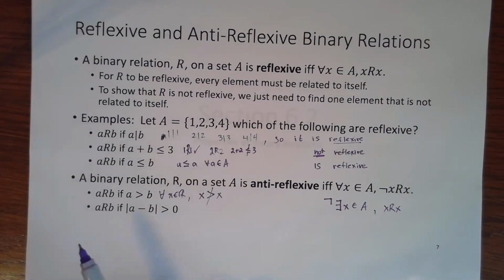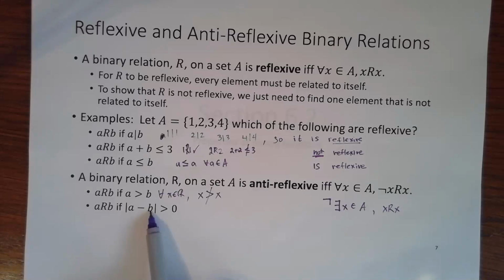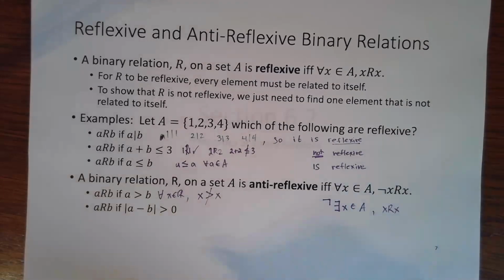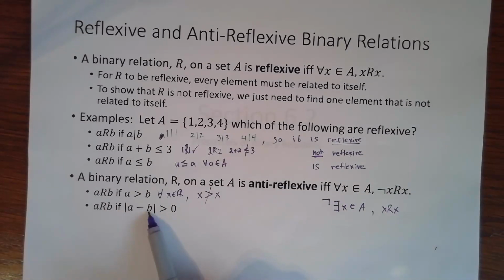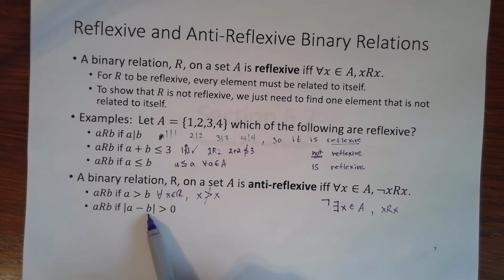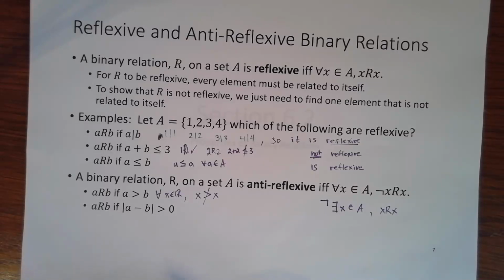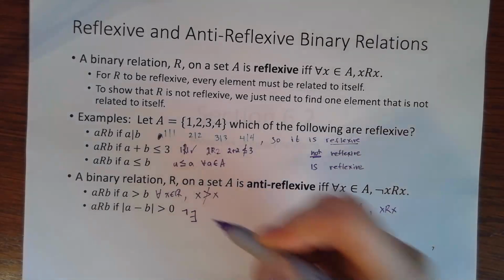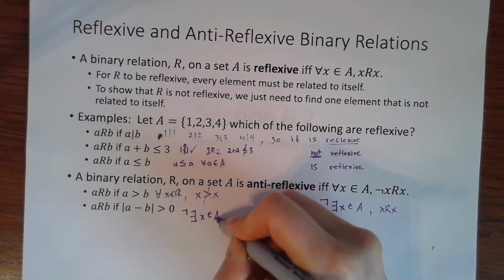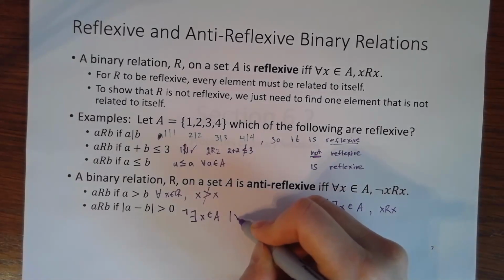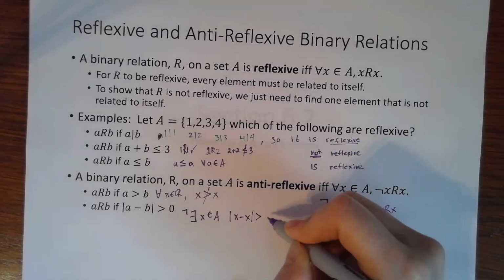Similarly, can I find an element where the absolute value of the difference between that element and itself is going to be greater than 0? Well, no. If I take A minus itself, I'm going to get 0. The absolute value of 0 is 0, and there's no possible way for 0 to be greater than 0. So we could say there does not exist an element x in the set A such that x minus x is going to be greater than 0.